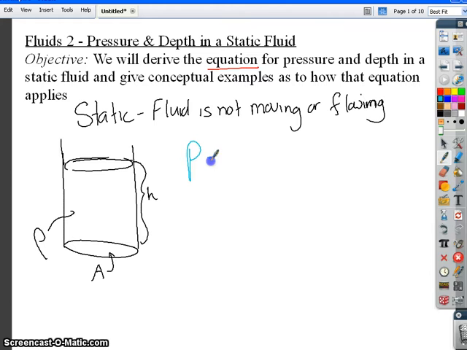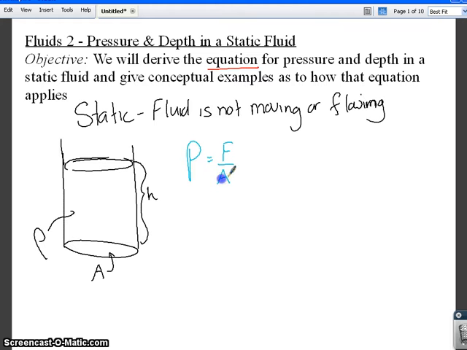Pressure is equal to force over area. But how do we get force of a fluid, especially when we're dealing with a large fluid? Well, we would then need to break force down into mg over A. So force is just the weight from gravity over this area, okay?